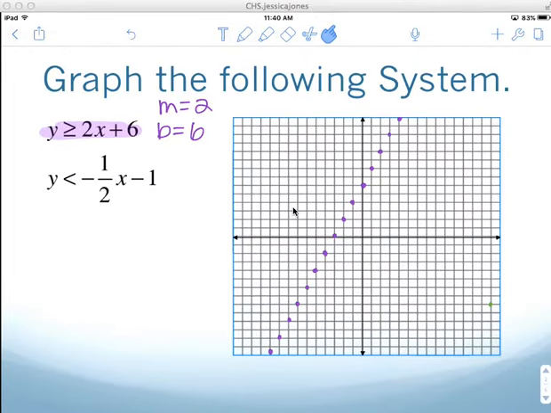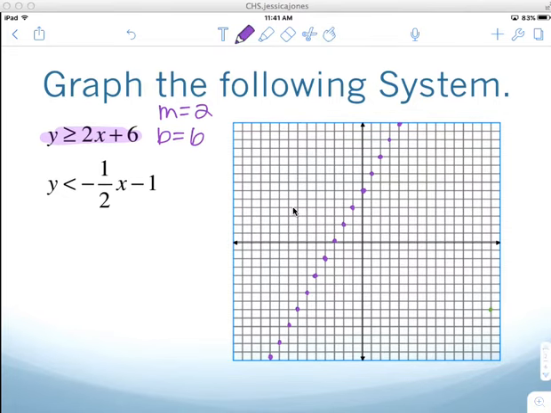Since this is greater than or equal to, we're going to have a solid line. And we're going to shade above. So I'm going to shade everything over here.